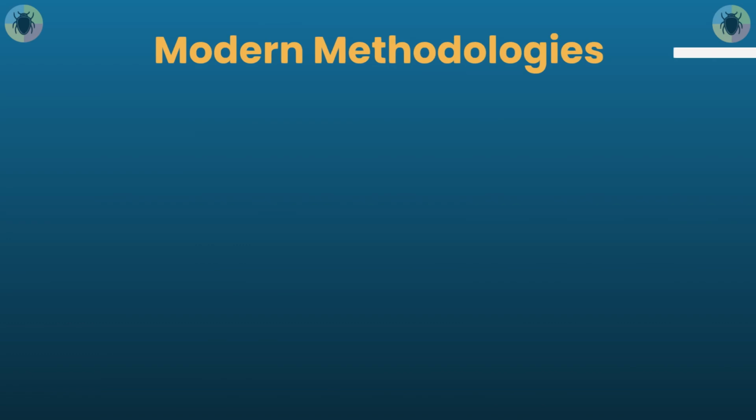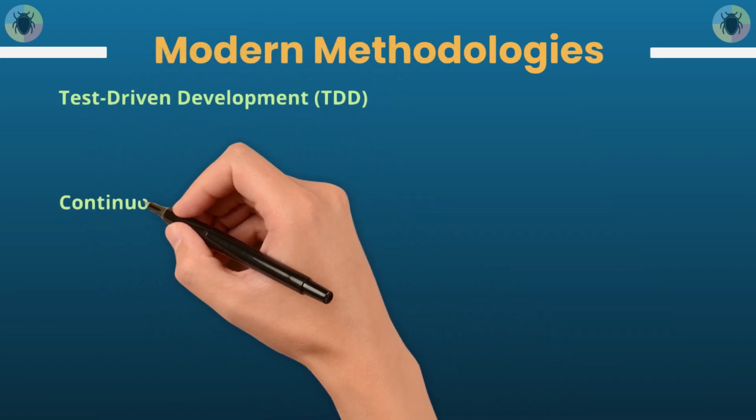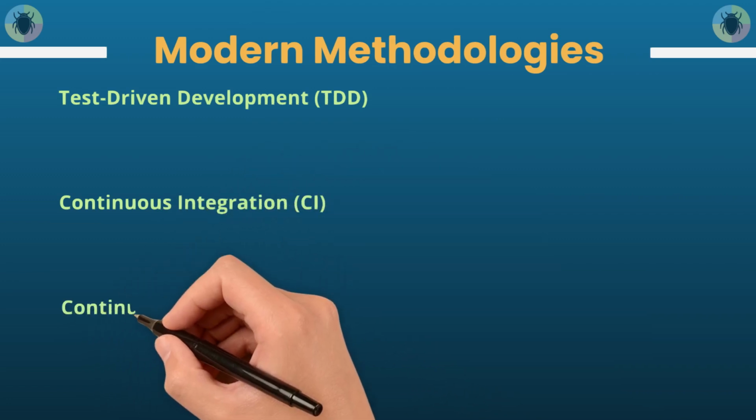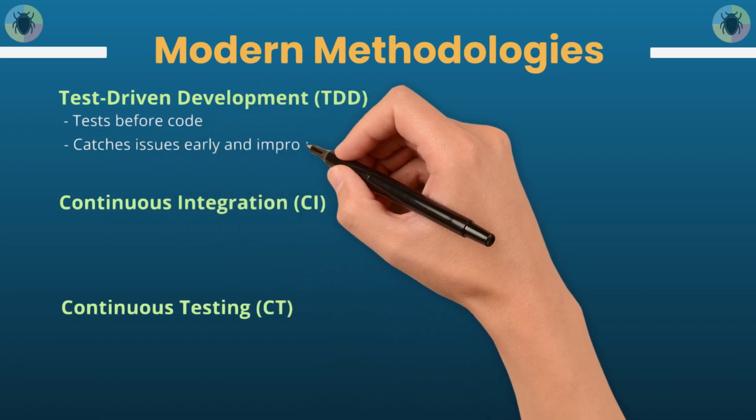In modern methodologies like Agile and DevOps, testing is even more integrated into the development process. Practices like test-driven development, TDD, continuous integration, CI, and continuous testing, CT, emphasize testing at every stage. Test-driven development, TDD. Developers write tests before code, ensuring that all new code passes the tests. This approach helps catch issues early and improves code quality.